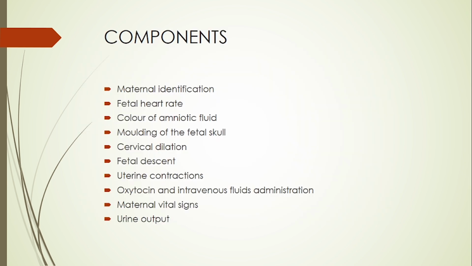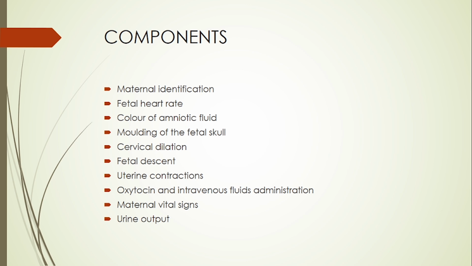What are the components of the partograph? The partograph has sections for the mother, for the fetus, and of course for the progress of the labor and other events occurring in labor, such that when you pick up a partograph, you can give a summary of the labor of the patient. So important components are the maternal identification in terms of the name, the age, and the parity of the patient will be put in place.